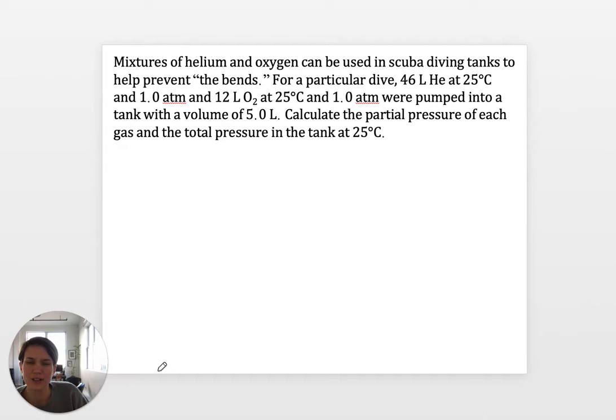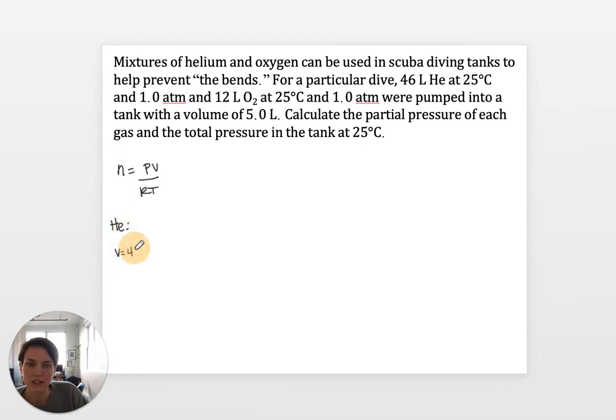Ouch. This is the one problem with this recording program. Let's do it again. So n is going to be equal to PV over RT. I'm so sorry. But this is good. Now you can work ahead of me and you can use PV equals nRT to solve this.